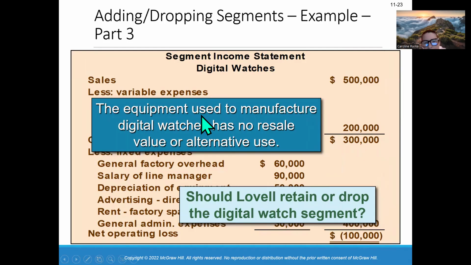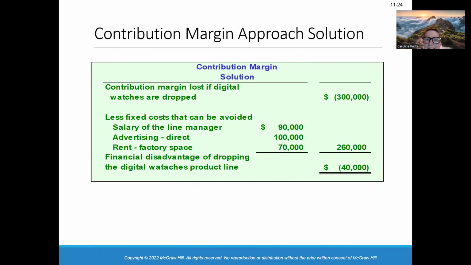The equipment that's used to manufacture these digital watches has no resale value, because who wants to make digital watches? It also has no alternative use. So should Lavelle retain or drop the digital watch segment? Well, let's do a side-by-side comparison of the things that we can actually change.